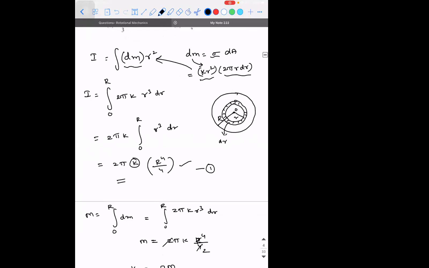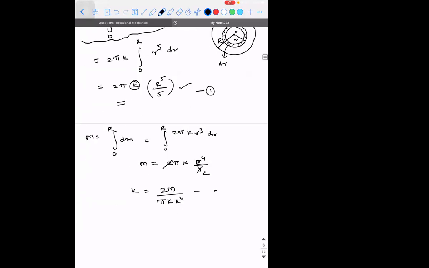I made a mistake. One minute. What did I miss? In this step, there is a mistake. I missed an R square. So it should have been R power 5, right? It will be R power 5 divided by 5. Now it is fine. R power 4. This is equation number 2. So it's R power 6 by 6, because it should have 2 powers more than mass.